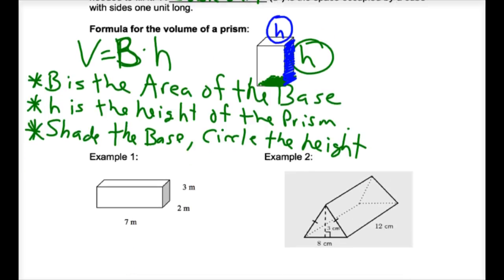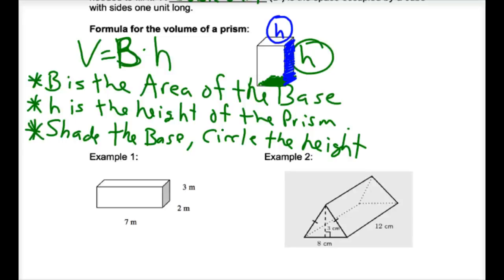My little brain, guys, thinks in the green, so if I see the prism standing up like it is, I'm going to shade in the part it's sitting on, and then circle how tall it is. It's just the way I think. You will get it right if you do it the blue way, though. Whatever works best for you, do it that way.